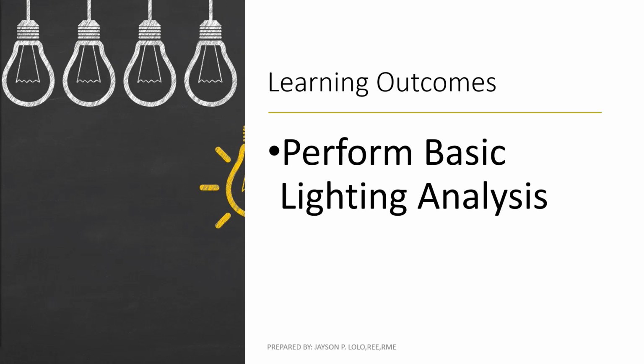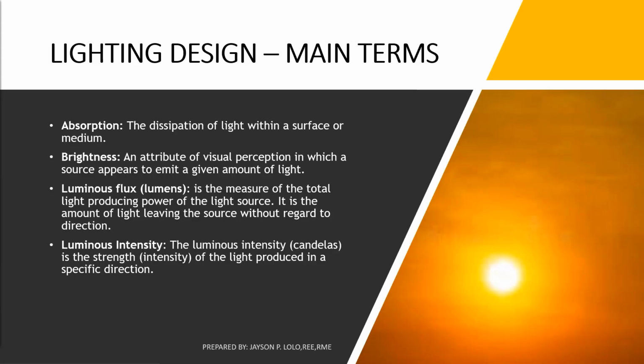Before we proceed to the lighting design or the basic lighting analysis, you need to be familiar with the main terms. These are the 4 terms that you need to identify. First is absorption, second is brightness, third is luminous flux or lumens, and fourth is luminous intensity.